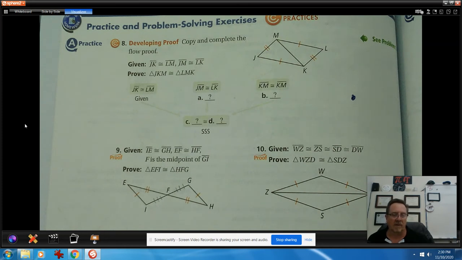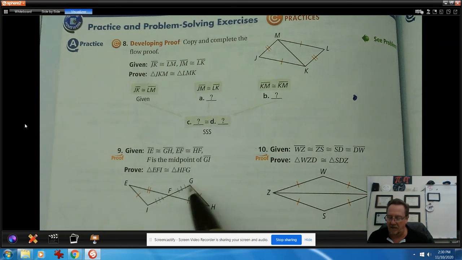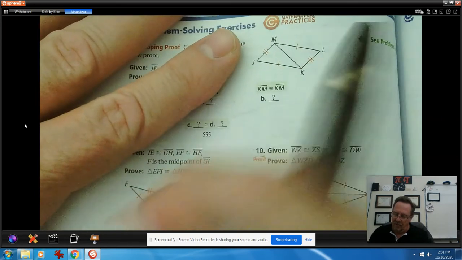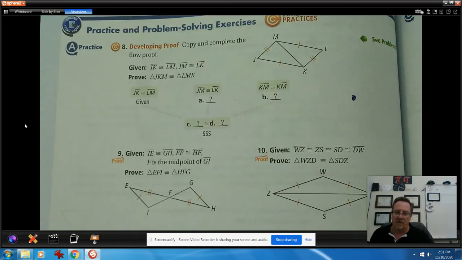But to do it formally, you're going to have to say that this segment is congruent to this segment. And I'll tell you why it is. The reason in your proof when you say that is going to be because of the definition of a midpoint. Okay? So it's not a very long proof, but you do have to write down some of that stuff.